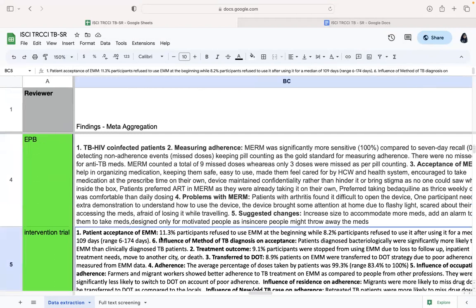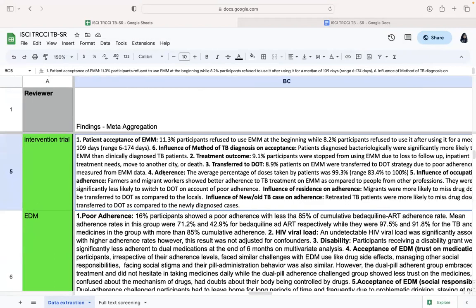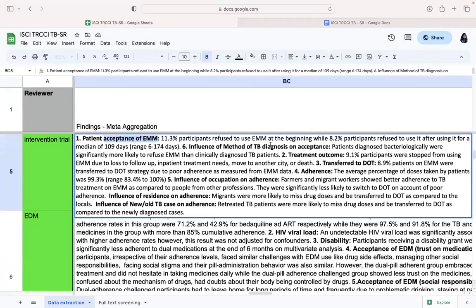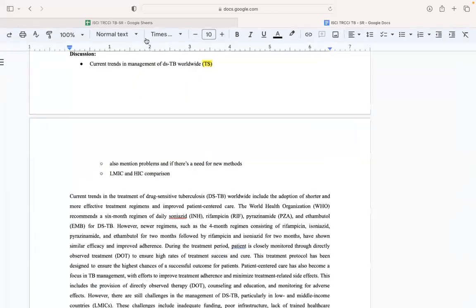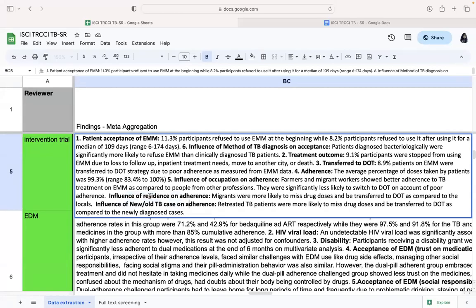There you go, this one. So patient acceptance, influence of this, treatment outcome, transfer to DOT, adherence, influence of this, influence of this, influence of this, right? So let's go. And of course, there are other studies as well.